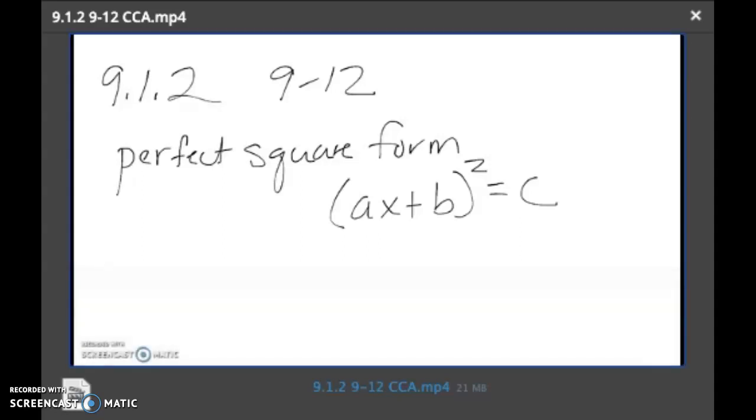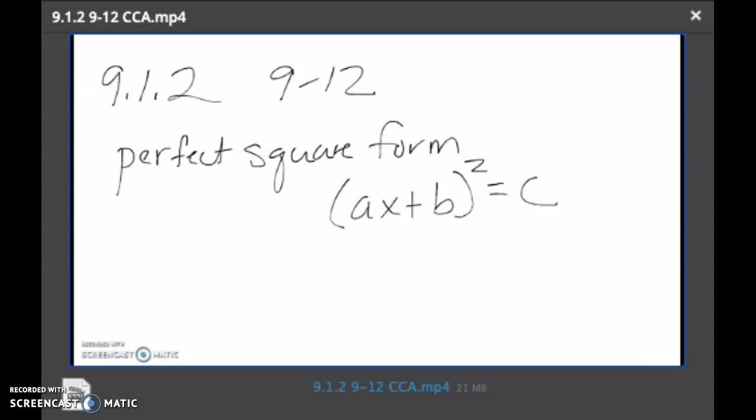This is lesson 912, and this is problem 912. In this problem, we are given equations, and we are to complete the square to get the equations into perfect square form. So here's what perfect square form looks like. It's when you have your perfect square, (ax + b) squared, equal to the number that you might have on the right-hand side of your equation, so equal to c.